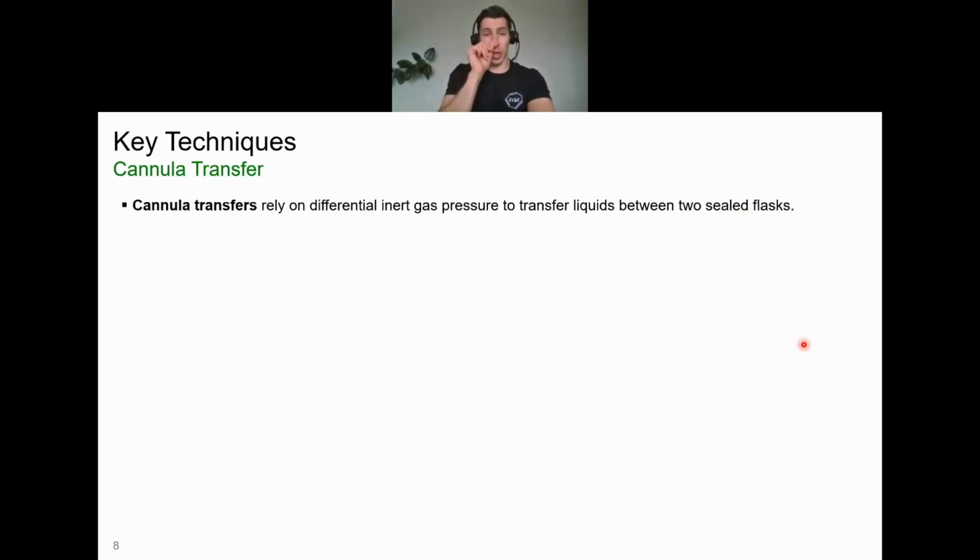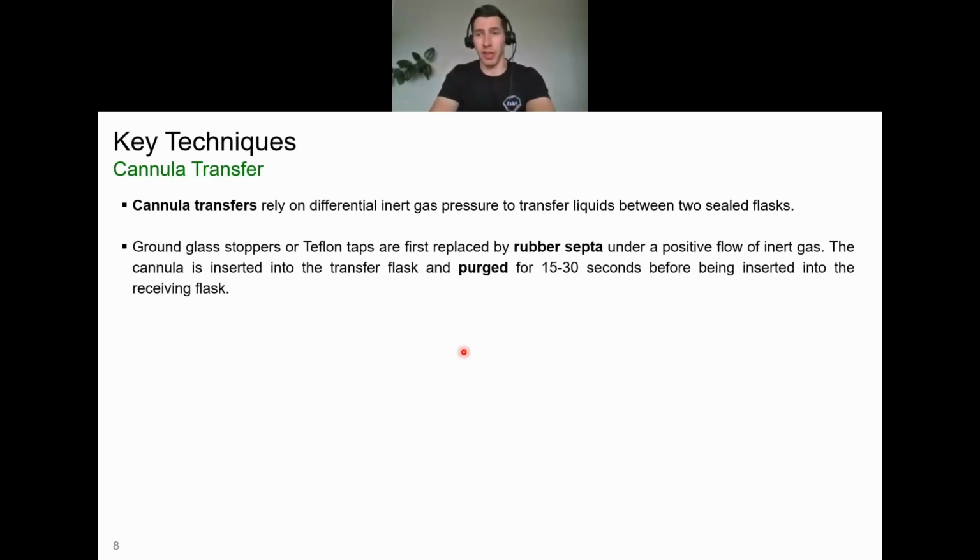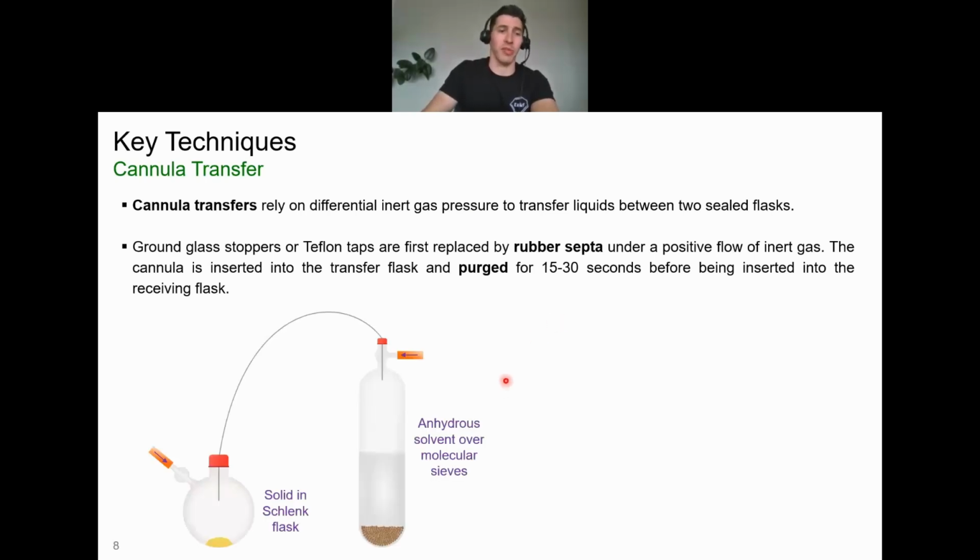So the first thing we need to do is replace any ground glass stoppers or Teflon taps with suitably sized rubber septa, again under a positive flow of inert gas. And we want to be able to purge the cannula, because a cannula can't be evacuated, as it's essentially a double-ended straw. The next best thing is to purge it, which is the process of passing inert gas through it for 15 to 30 seconds to remove the air. We can also store these in an oven, which obviously removes any adsorbed water, and then we can insert it into the corresponding receiving flask.